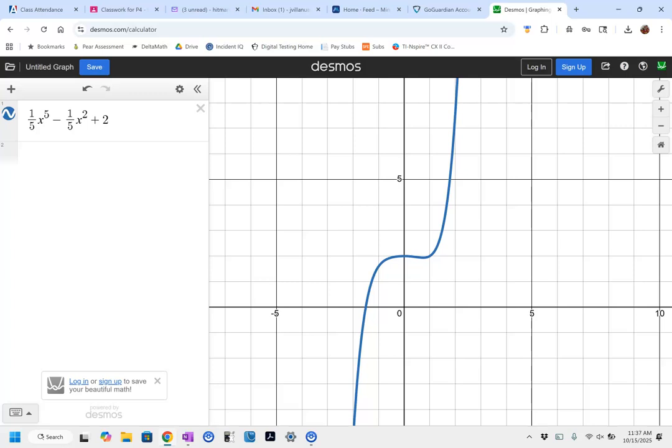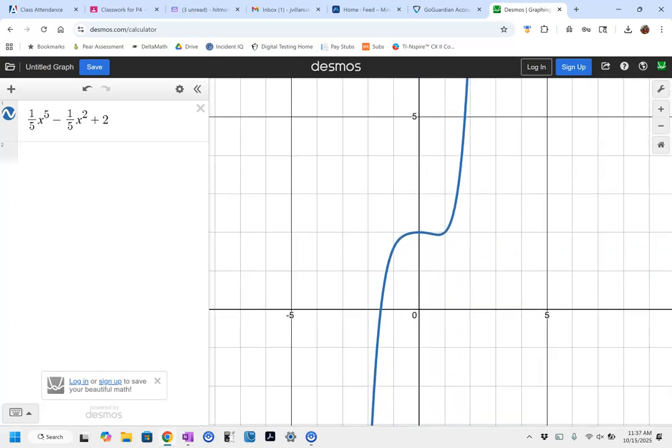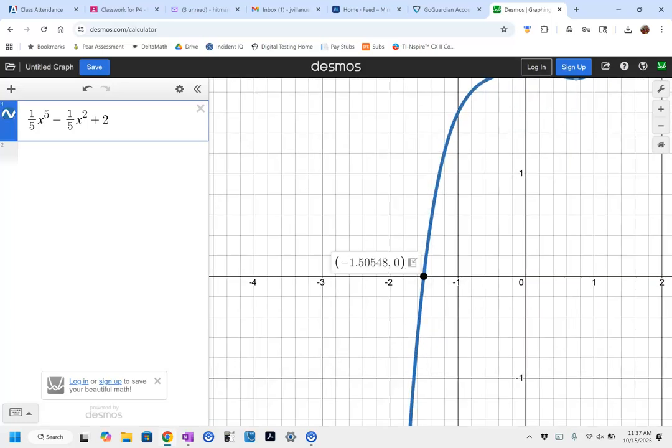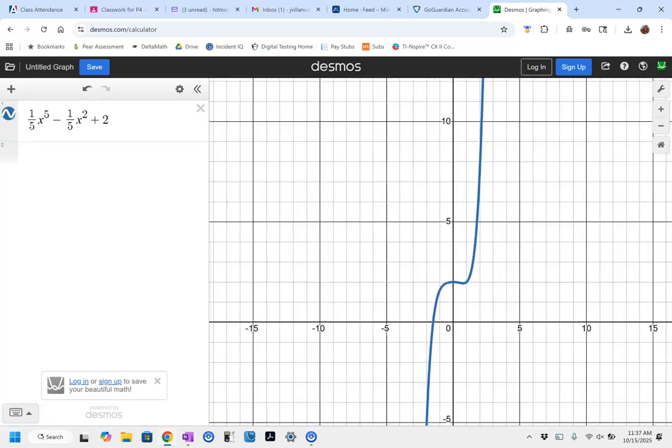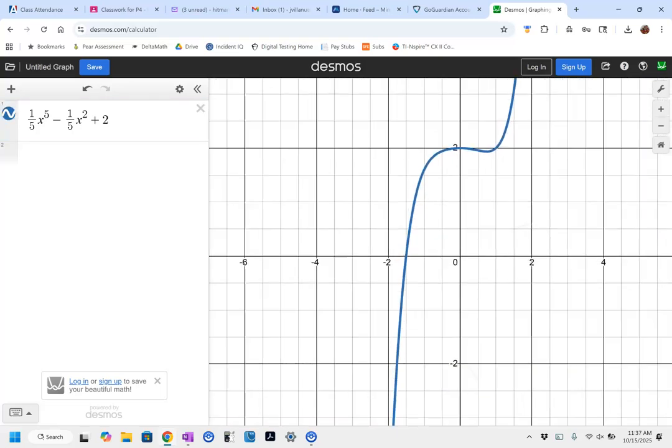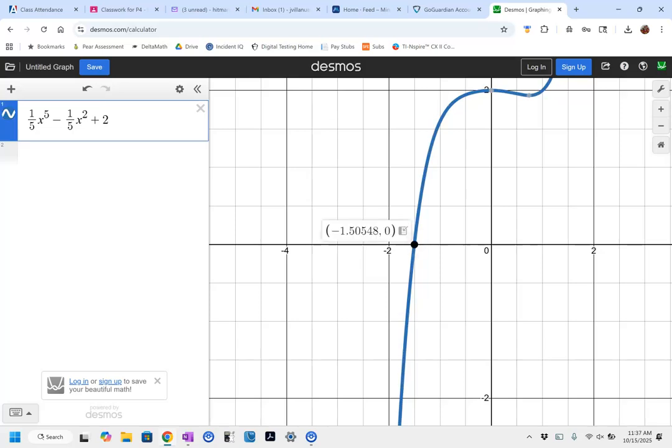Okay, so remember, I'm going to find my answer where it crosses the x-axis. So I'll zoom in there if I want to. I'll click where it crosses. That's the only place it crosses, right? It doesn't cross anywhere else. So I'm only going to click on this one. If it crosses multiple times, then click on every single one that crosses the x-axis.